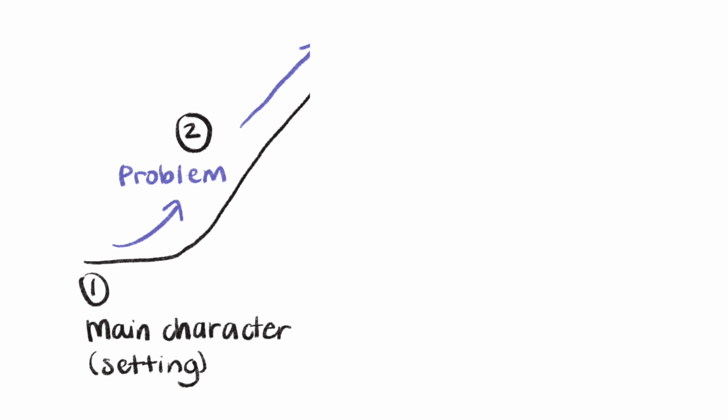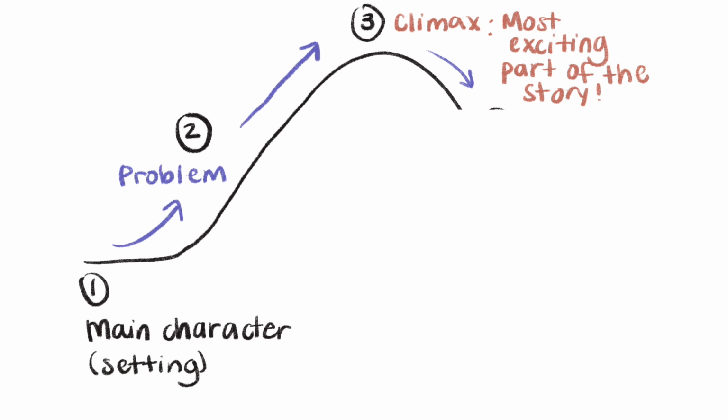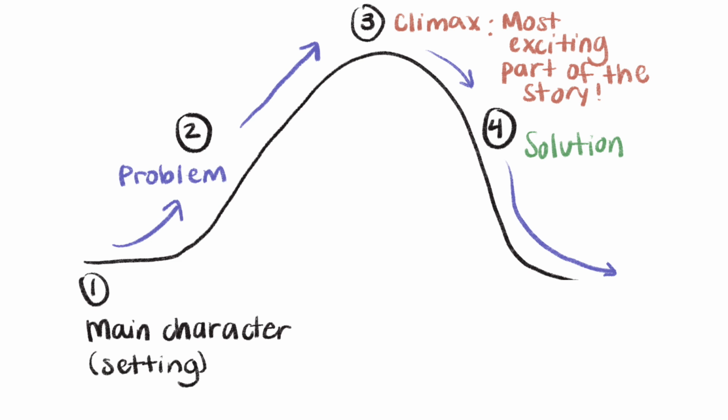So writers, remember that when you are writing your arc for your story, you start with your main character, include a setting, and then explain a problem that might happen to them. And then think about what ways you can make this problem even bigger. That's going to be your climax. And this is usually the most exciting part of your story. And then you're going to think about a solution and your ending to your story.